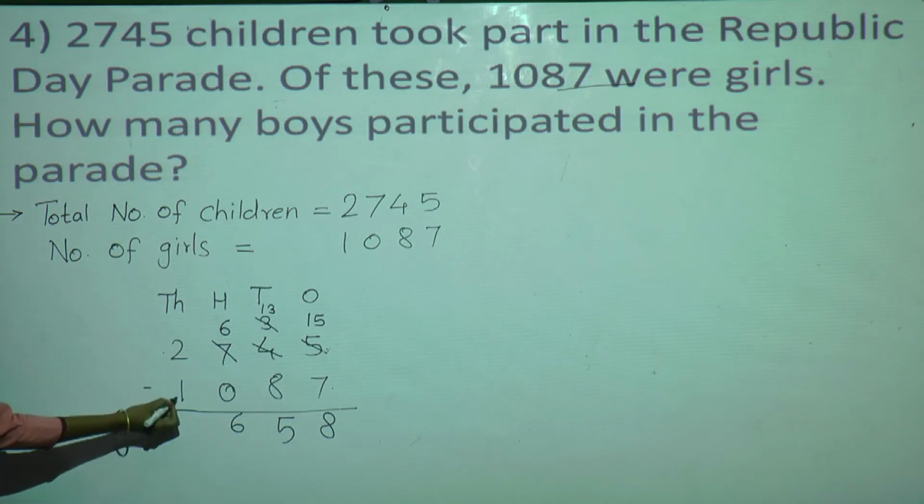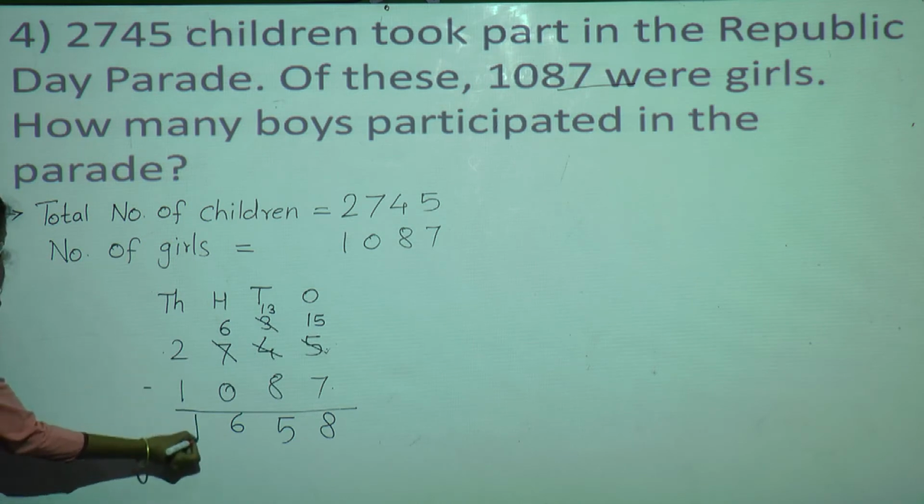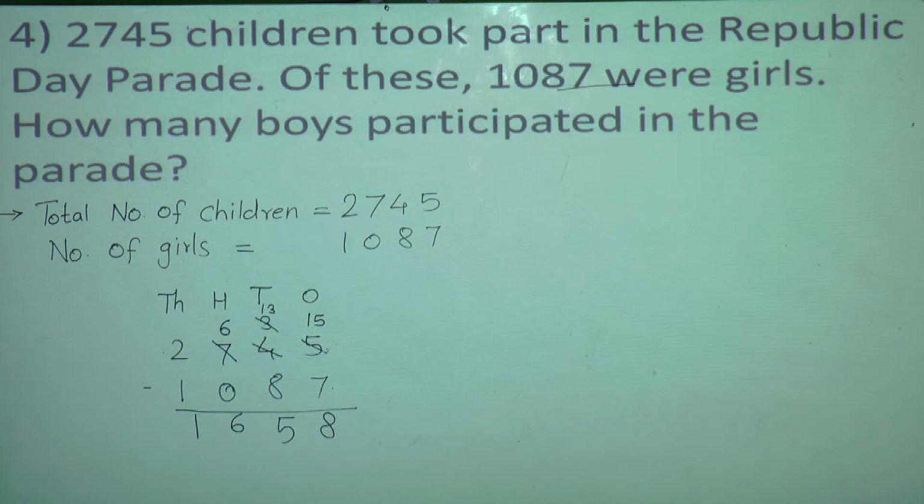Here 2 is there, here 1 is there. 2 minus 1, where is it? 2 minus 1? 1. So what is the answer? The answer is 1658. Then this answer we have to write in the sentence.